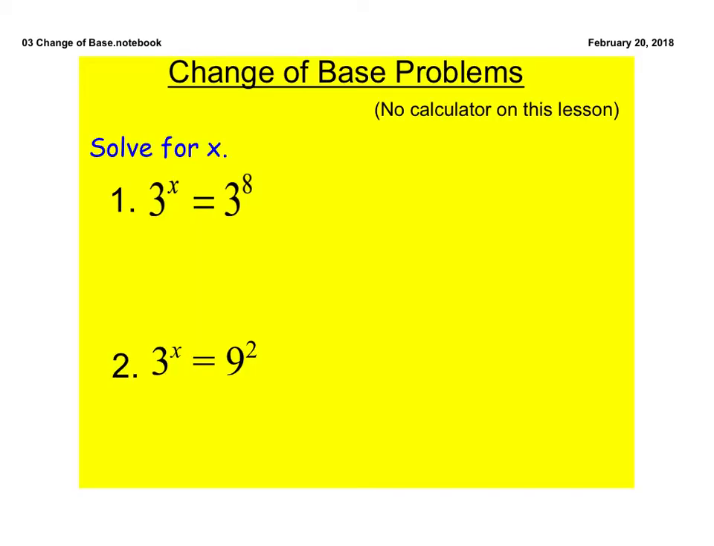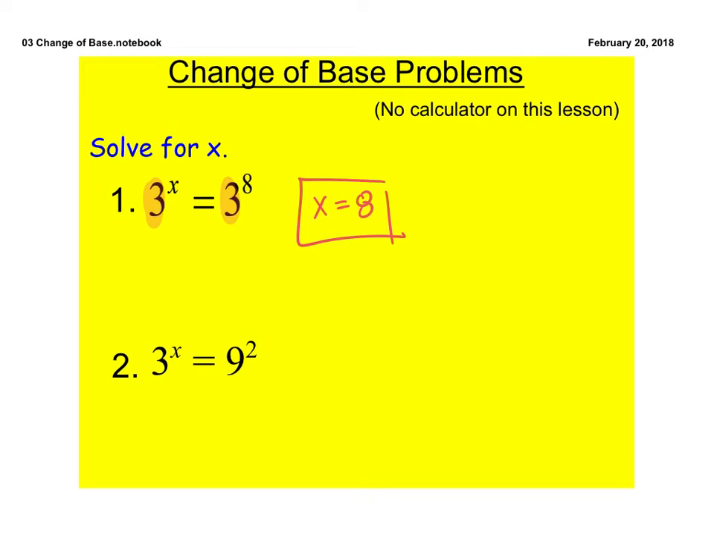Okay, let's try a really simple example. So we have 3 to the power of x equal to 3 to the eighth. Well, all right, you can see that the base on either side of the equal sign is 3. So the base is the same. Well, if the base is the same, then the exponents must be equal. And therefore, it's pretty obvious to see that x must be equal to 8. That's the only way to make sure that this equation is balanced.